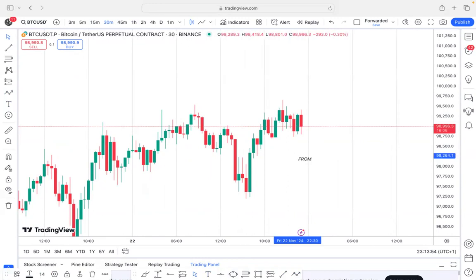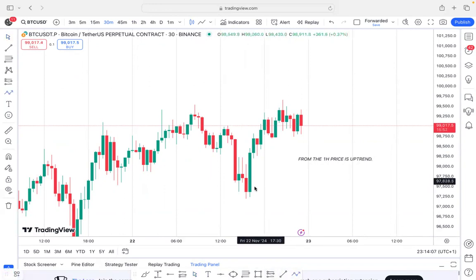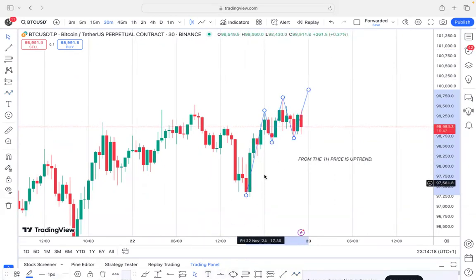So now from the 1 hour, we know that price is bullish, it's an uptrend, right? Now we are on the 30 minutes time frame. We look for that type of structure too. High, low, high, low. Now price is supposed to go back high, right? Let me mark that out. This is our low, and this will be our high right here, right?